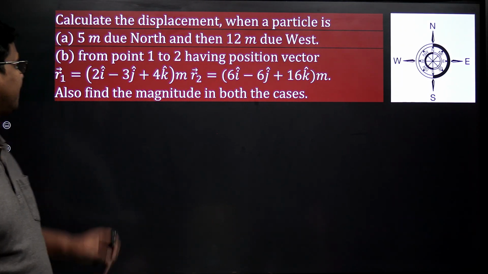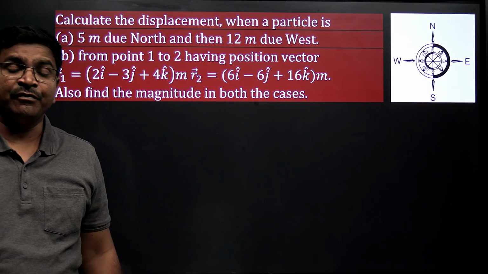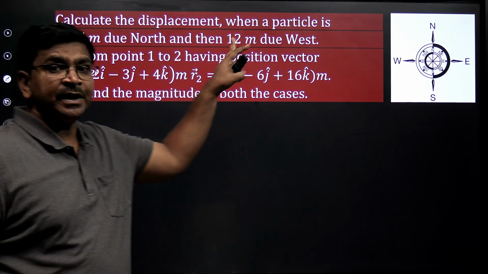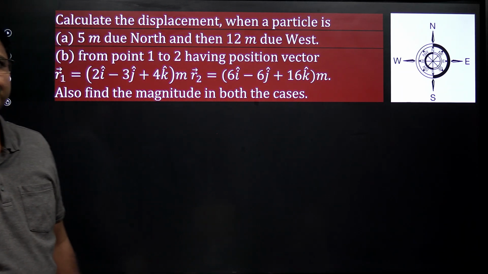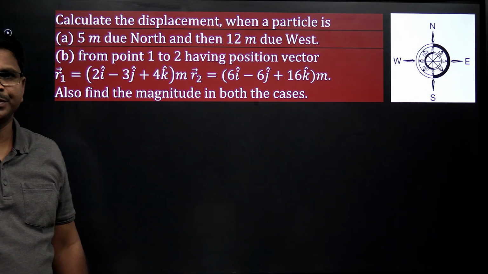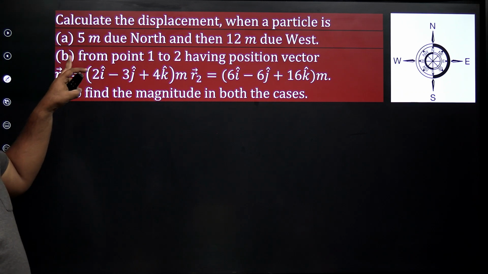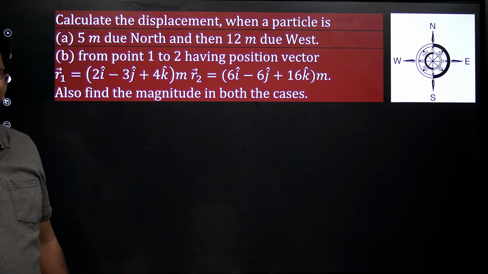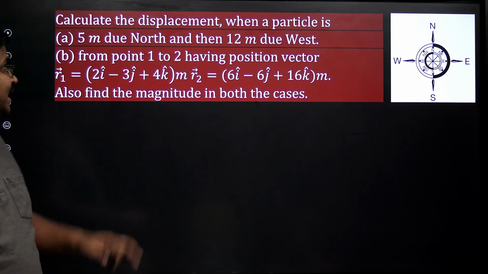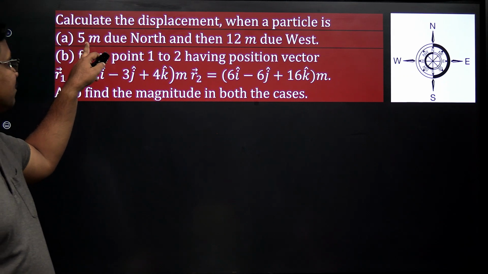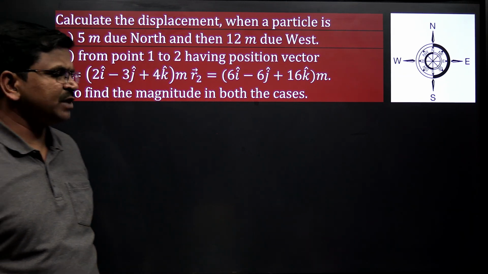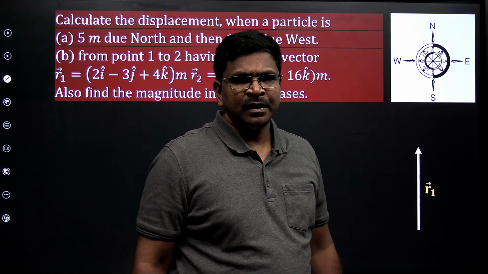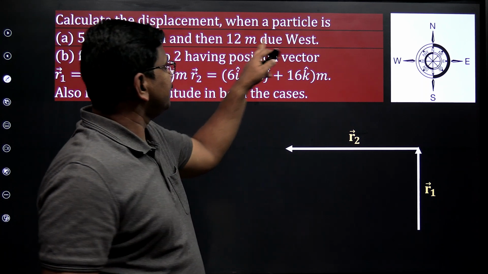Once observe this question. Calculate the displacement when a particle travels 5 meters due north and 12 meters due west. And sub question B, from point 1 to 2 having position vectors R1, R2. Now let us observe the first question, sub question A. It is given that a particle travelled 5 meters due north. So let me consider a particle that travelled due north, R1. And let me consider the second statement, 12 meters due west.